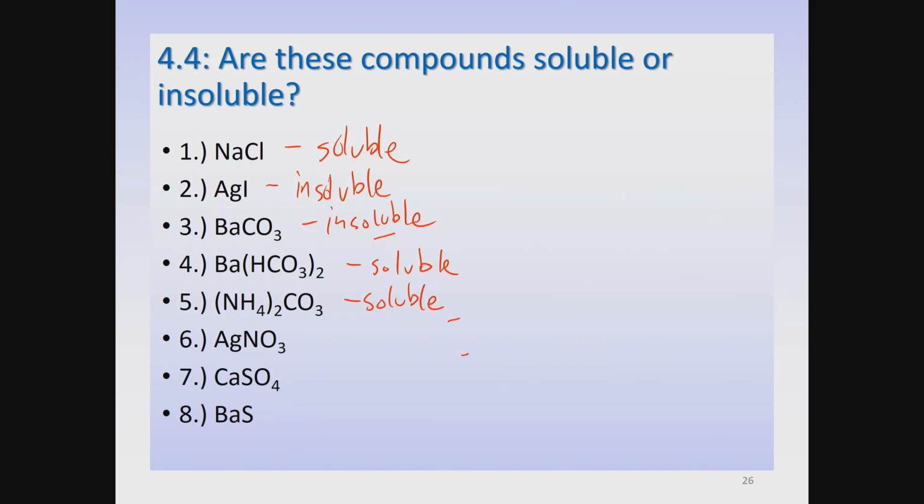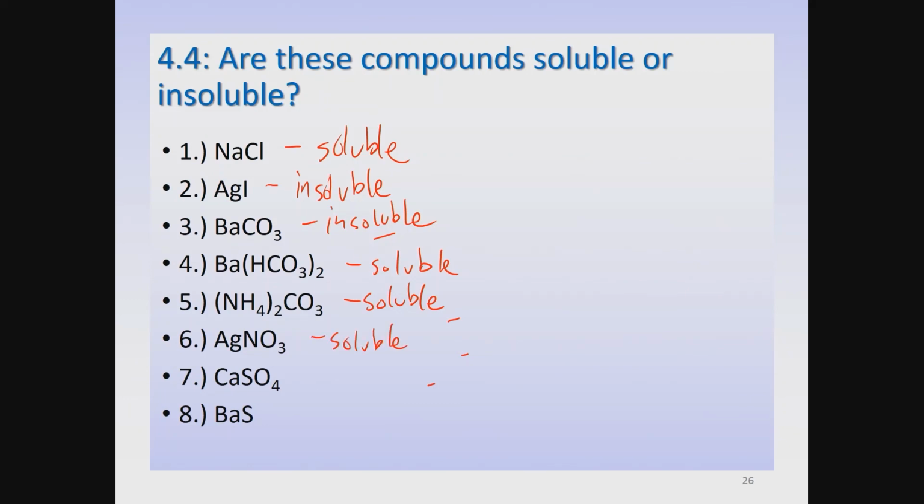Okay, how about silver nitrate? You might remember that nitrates are in the category which are always soluble. And you might say, well, wait, I see a silver there. Well, the silver makes things insoluble only if the counterion is a halide or sulfate. That does not apply to nitrates. All the nitrates are soluble, so this is soluble.